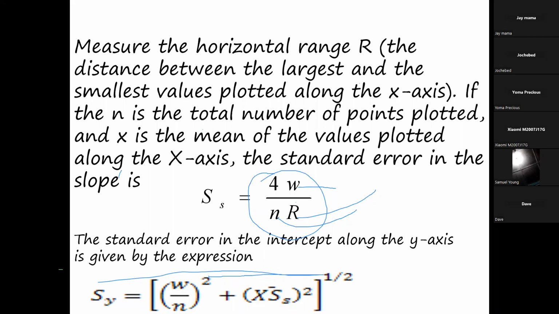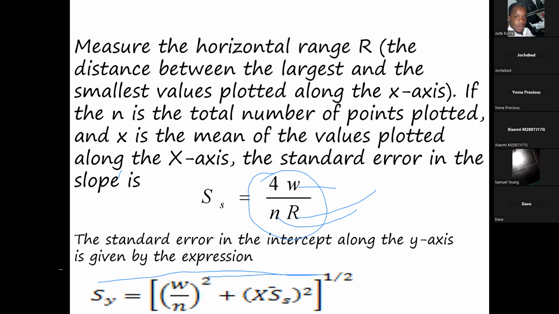That simply means that you will get the standard error in slope first before you can get your standard error in the y-intercept. So your X bar means your mean, and your S subscript S means your standard error in slope. Then you take the square root of your value there. So we should take note of this formula. We're using it to calculate our standard error in the intercept. Are you all with me?